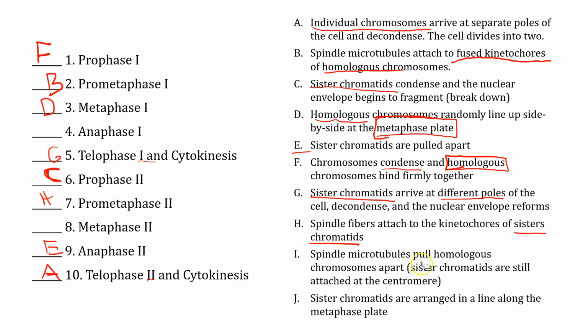Spindle microtubules pull homologous chromosomes apart. Anytime there is the pulling of something apart, that's anaphase. And we are told that the sister chromatids are still attached at the centromere. So the things that are really being pulled apart are the homologous pair of chromosomes. So that would be anaphase 1.